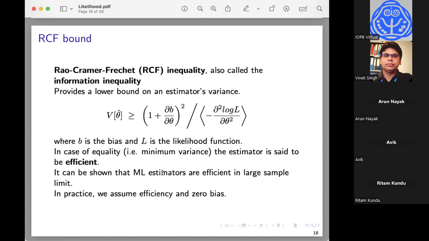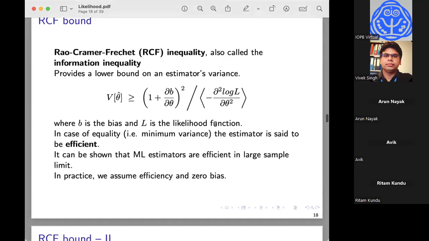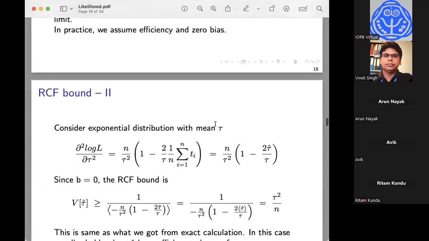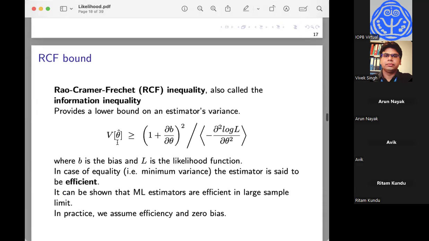One can show that this ML estimator is, as we have already discussed, efficient in the large sample limit. So in practice we can assume that it is efficient and the bias is 0 in order to calculate the variance on the estimator. So for practical purposes, we will assume that B equals 0 and use this equation. In that case, it will simply be V of theta equals 1 over the expectation value of minus del square log L by del theta square.